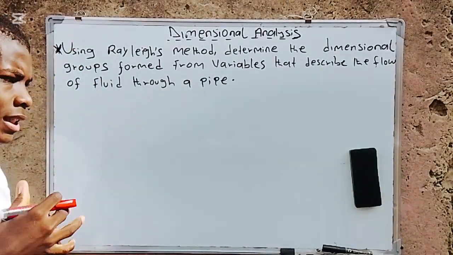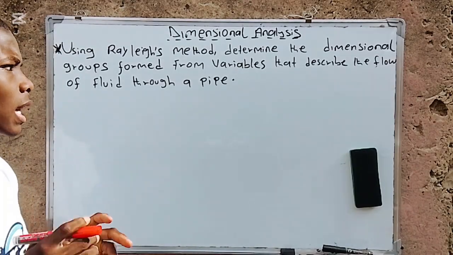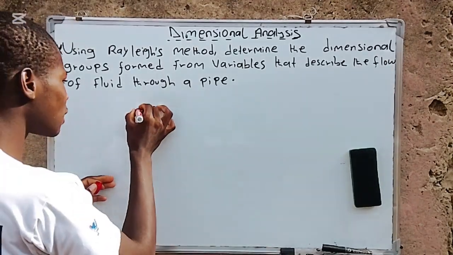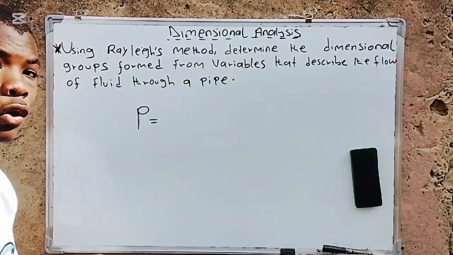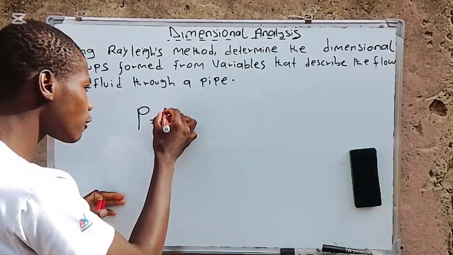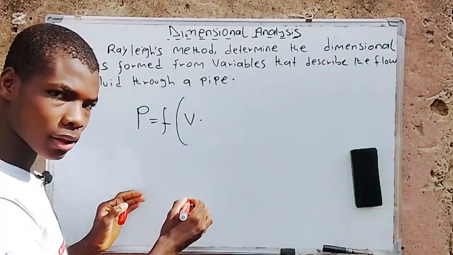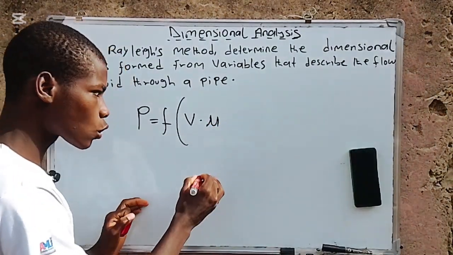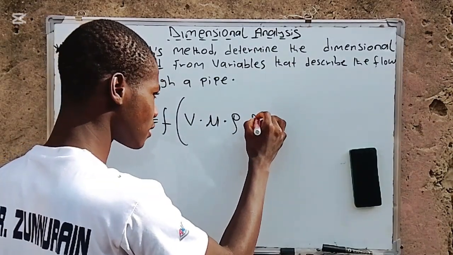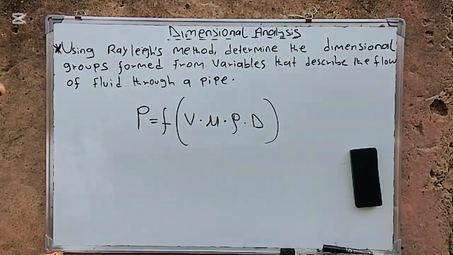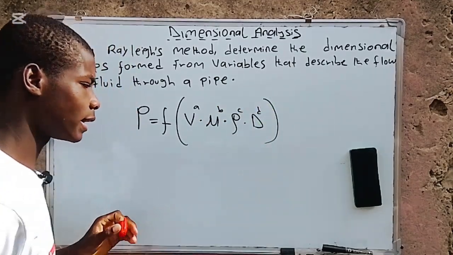The first thing that will come to your mind is that the flow of any fluid is the same thing as the pressure, or force over a cross-sectional area, which is a function of the velocity, the dynamic viscosity, the density, and the distance. And we have A, B, C and D.